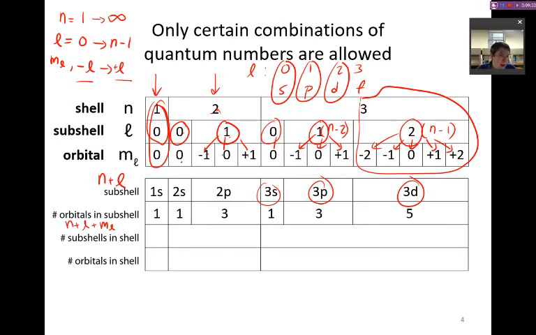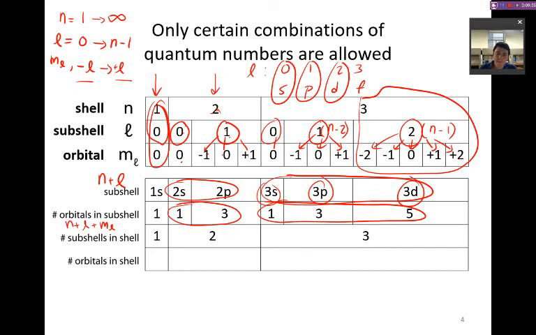And so if you want to add up the total number of subshells within a shell, we can do so, remembering that the combination of n and L values is a subshell. So we have then 3 subshells here. The number of orbitals is simply the number of orbitals combined in each of the subshells.